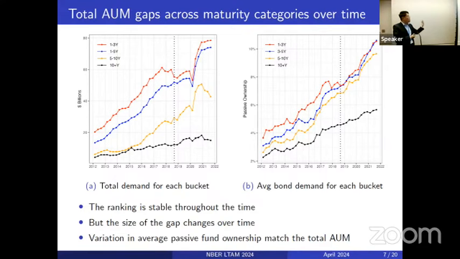So when the gap is bigger, it means that when a bond crosses the maturity cutoff, the demand shock will be bigger. Because essentially at any time, when a bond crosses the maturity cutoff, it will switch across different lines. Let's take the 10-year cutoff as an example. It will basically switch from the black line to the yellow line when it crosses the 10-year cutoff. And another thing we want to make sure is that this demand shock measured by total AUM can actually represent the average ownership per bond. So here on the right panel, we plot the average passive ownership for each maturity category, and we can see the variation roughly mimics the left panel.